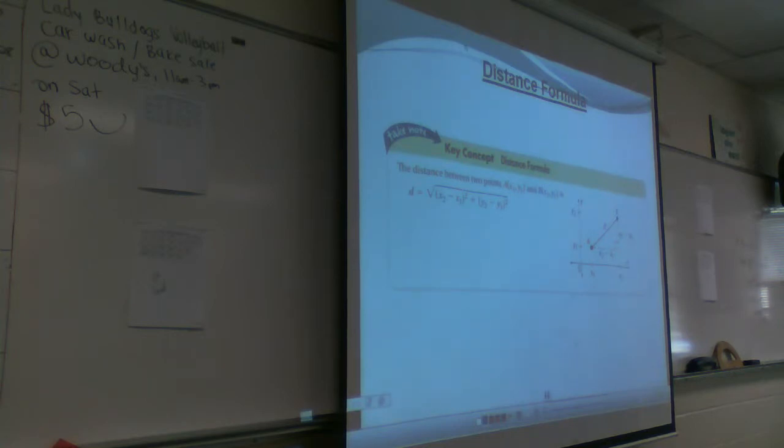In this case, the order kind of matters, so if you want to actually put in there the x2 and x1 and stuff, that's fine, because of subtraction. But in reality, if you forget about it, it's not going to affect your answer, because you square. So again, this is just kind of an order of operations thing. The only thing you guys will do distance-wise is they will flat out give you the two endpoints for the segment.